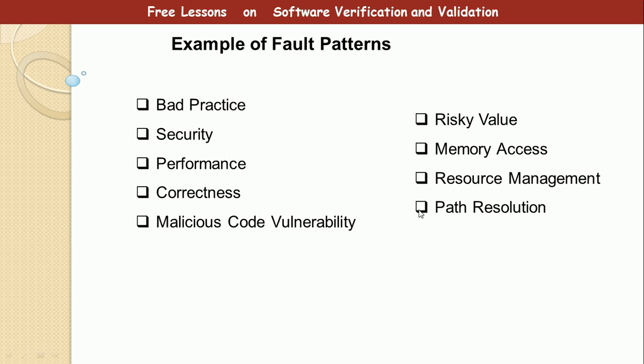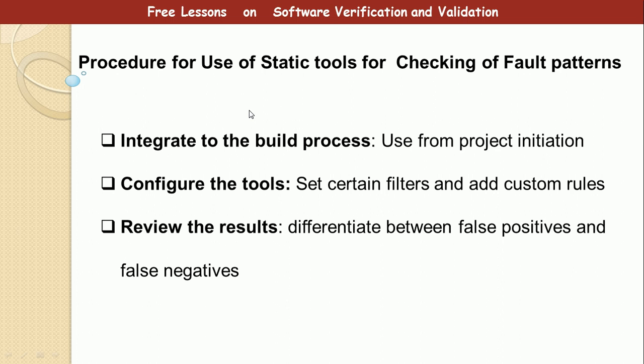All right, let's move on to the next one. Procedure for use of static tools for checking of fault patterns. We have three procedures. If you want to use static tools to check for faults in the program, you first have to integrate this tool into the build process, because you have to check for faults right from the initial time the program starts running. Then you configure the tools. You want to select certain attributes or properties you want to test, add custom filters or rules, and then allow the program to run and generate your results.